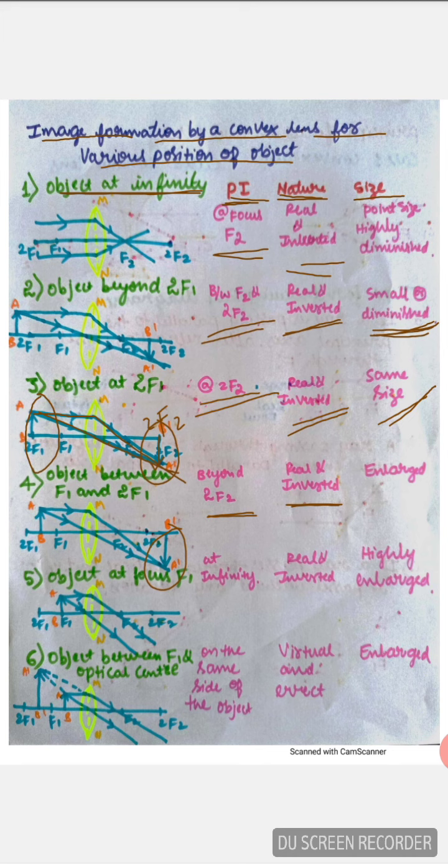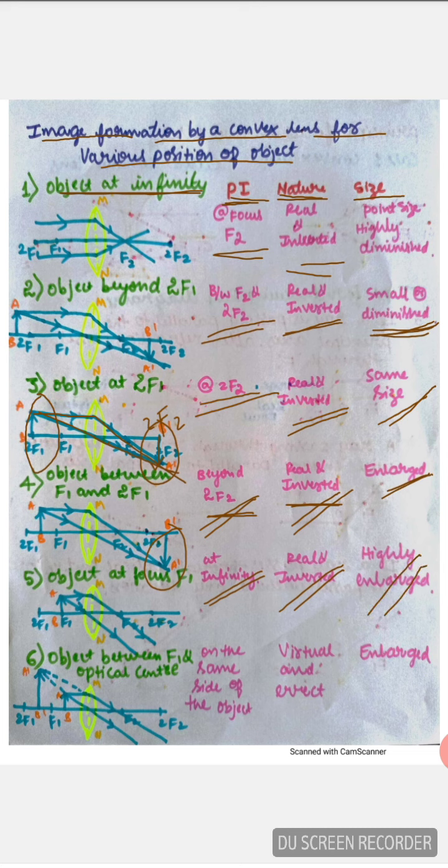Next we will place the object between 2f1 and f1. When we place the object between 2f1 and f1, we will get the image beyond 2f2, and it is real and inverted and enlarged. Next we will place the object at f1. When we place the object at f1, the image will be produced at infinity. It is real and inverted, and it is highly enlarged.